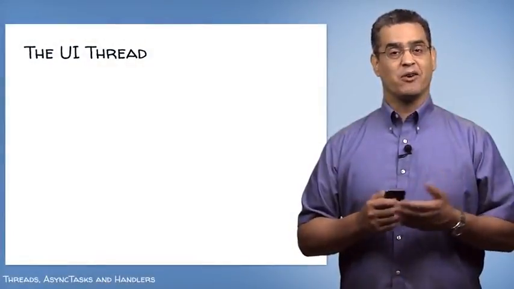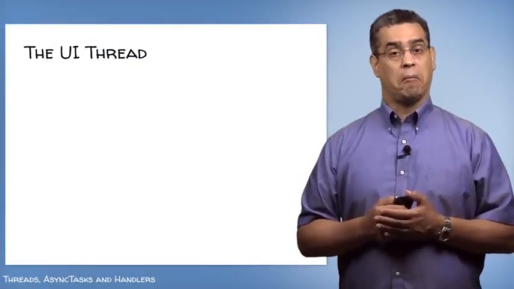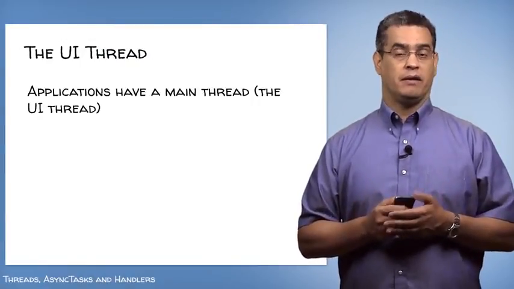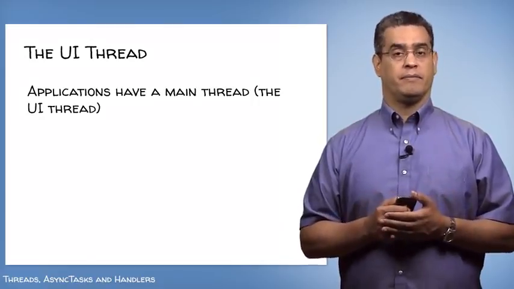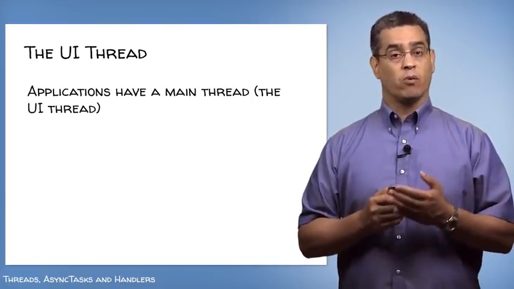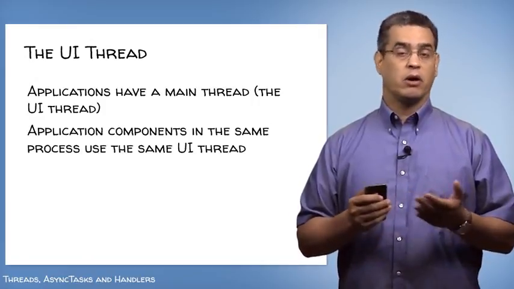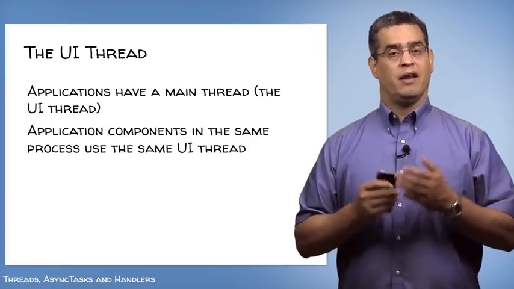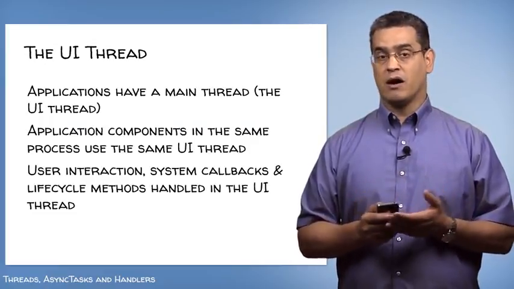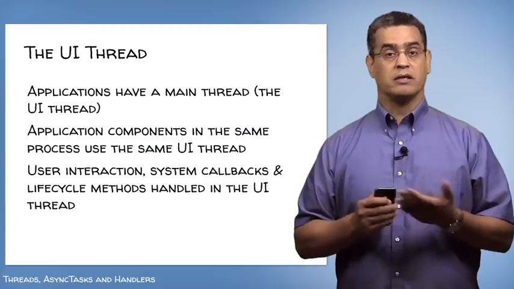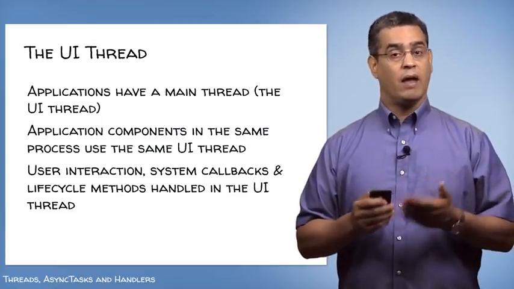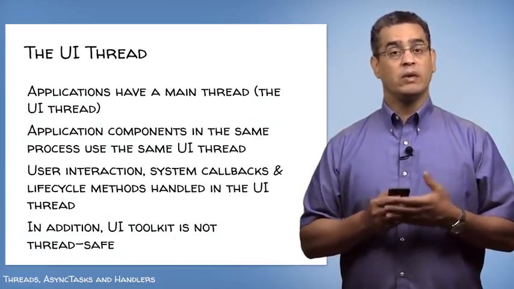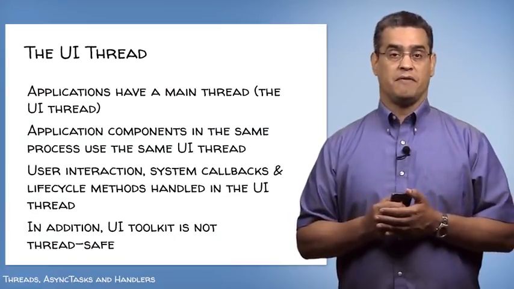So which thread actually created this application's view hierarchy? Well, all Android applications have a main thread, which is also called the UI thread. Application components that run in the same process, which they all do by default, use the same UI thread. And all those lifecycle methods that we've been talking about, onCreate, onStart, etc., they're all handled in the UI thread. And in addition, the UI toolkit itself is not thread safe.